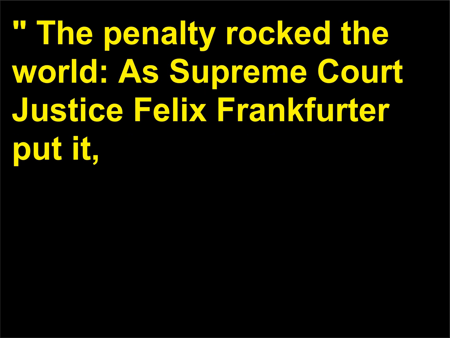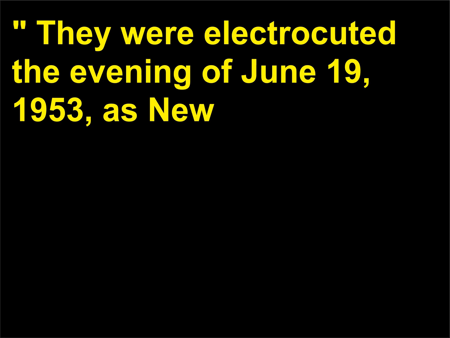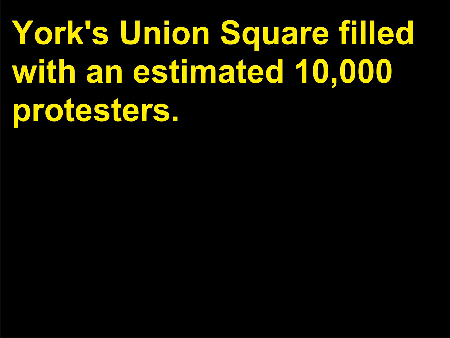The penalty rocked the world, as Supreme Court Justice Felix Frankfurter put it. They were tried for conspiracy and sentenced for treason. They were electrocuted the evening of June 19, 1953, as New York's Union Square filled with an estimated 10,000 protesters.